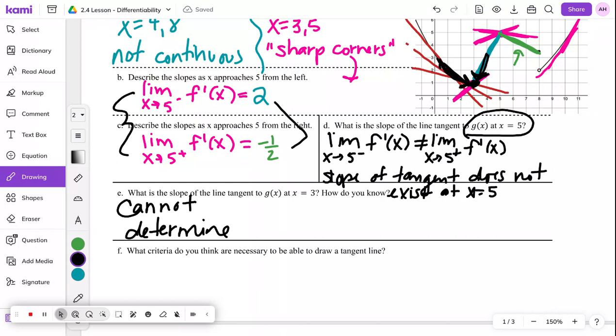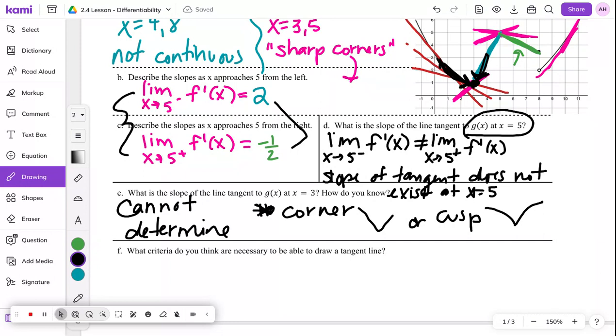Cannot determine. The reason is that we have what's called a corner. A corner is when we get these sharp turns. Or sometimes we get something called a cusp. A cusp would be like a curve into a curve that creates that little corner. You're not going to be dinged for calling something a corner versus a cusp. In fact, I do not recall any AP questions where they ask you to differentiate between a corner and a cusp, so that's not something I'm worried about.